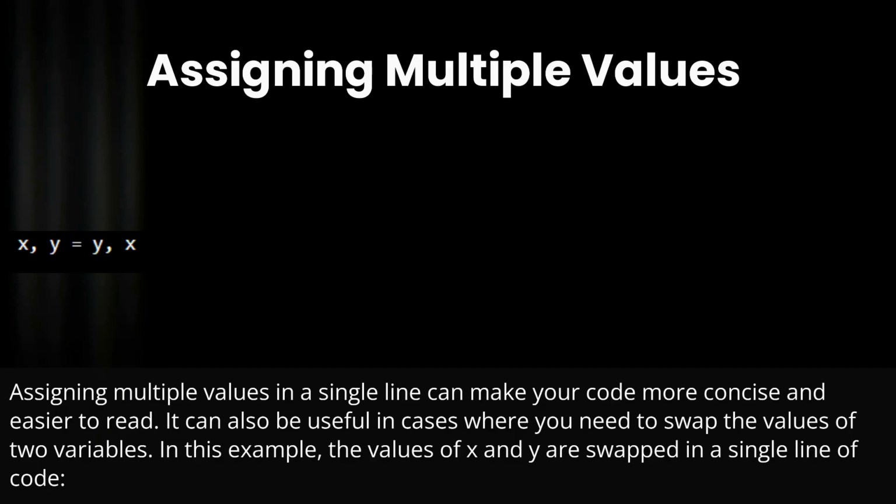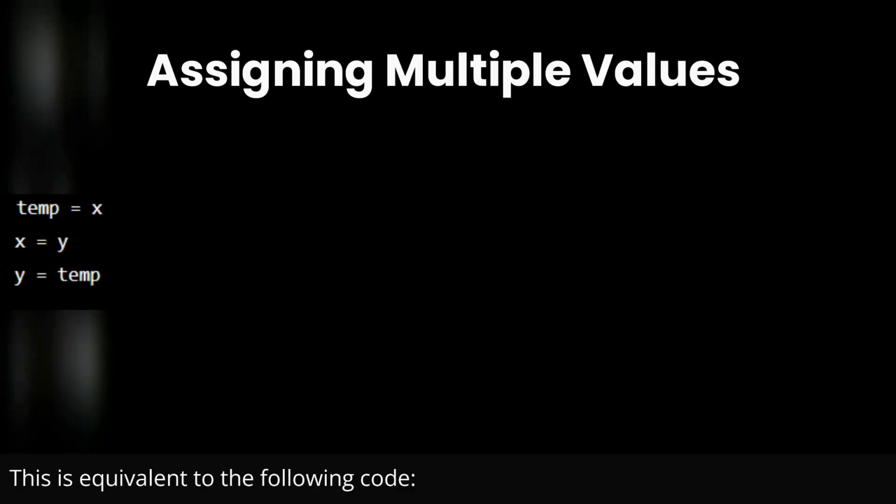Assigning multiple values in a single line can make your code more concise and easier to read. It can also be useful in cases where you need to swap the values of two variables. In this example, the values of x and y are swapped in a single line of code. This is equivalent to the following code.